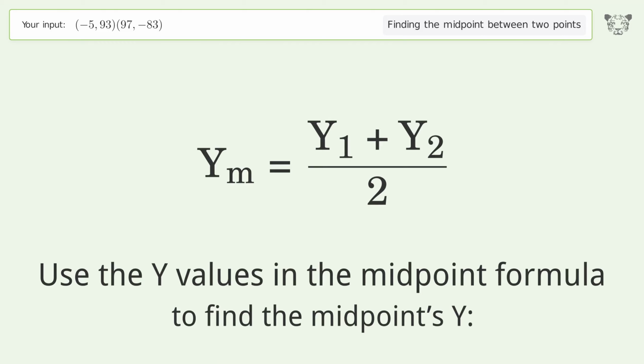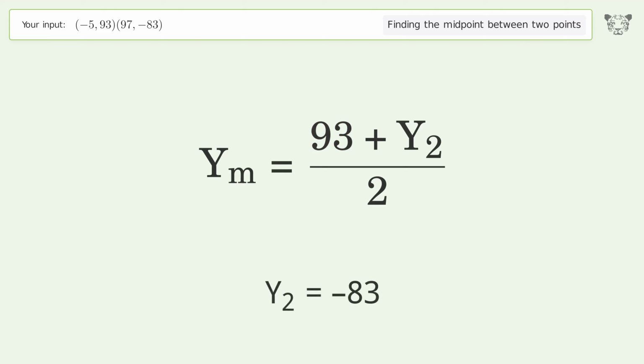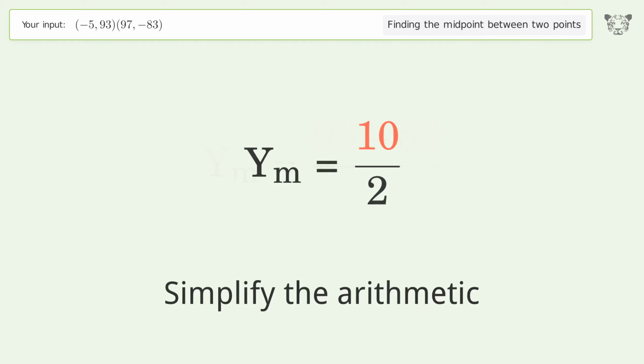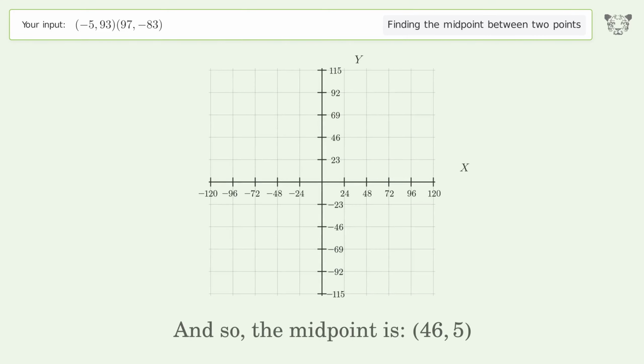Use the y values in the midpoint formula to find the midpoint's y. y1 equals 93. y2 equals -83. Simplify the arithmetic. And so, the midpoint is (46, 5).